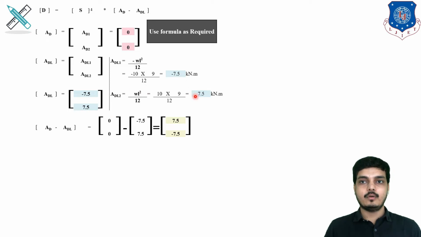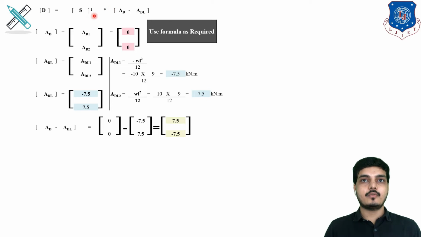So minus 7.5 over here and plus 7.5 over here. I don't want this value, I want load vector AD minus ADL. So 0 minus this matrix, so I will be getting the opposite of this, which will be plus 7.5 and minus 7.5. This was the basic simple load vector AD minus ADL.